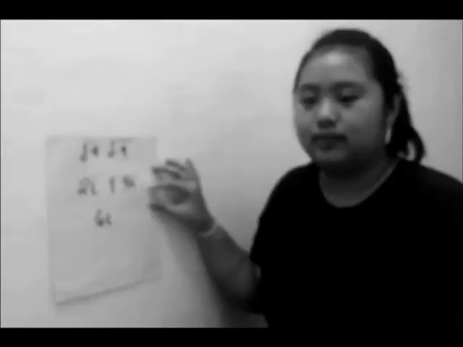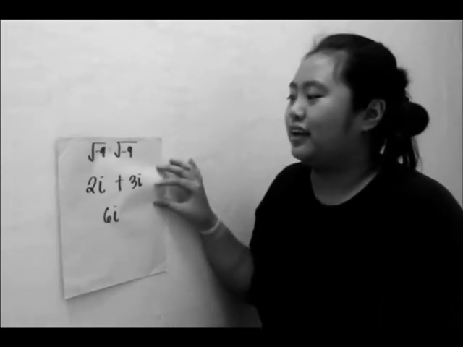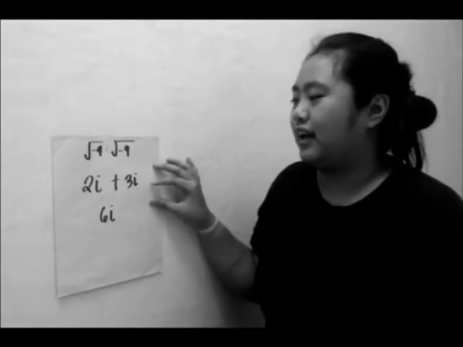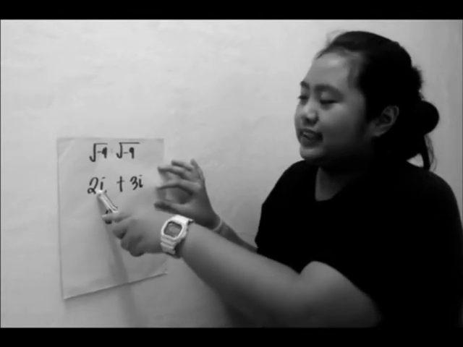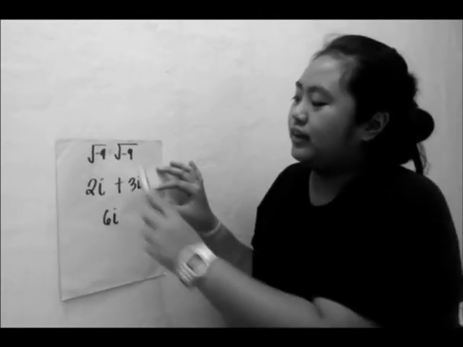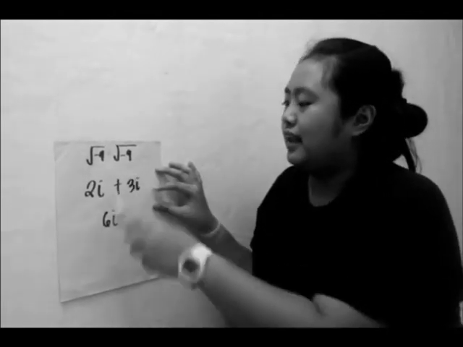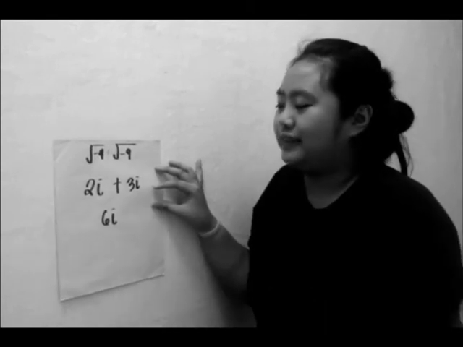Now we will be adding imaginary numbers. Square root of -4 plus square root of -9. 2 is the square root of 4, 3 is the square root of 9. Add them both so it becomes 5i.